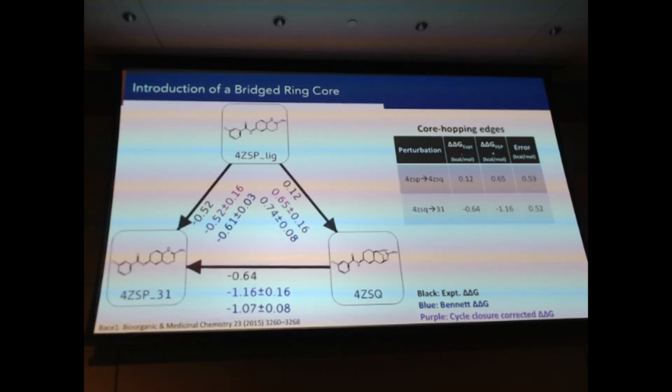And we can also evaluate very complex ring structures, like the speaker just mentioned, having a bridged ring. So we can evaluate that accurately. Here's one example. For BACE1 inhibitors, introducing an additional ring to form this very complex bridged ring, the affinity was accurately predicted.